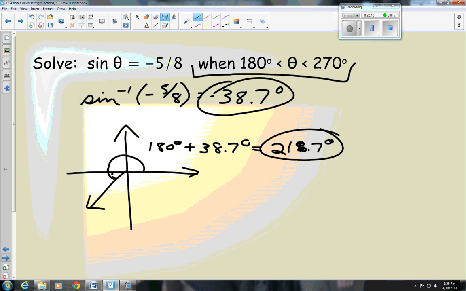Okay? We'll do the last one. Drawing pictures in the last section is going to be very helpful. If we moved our first one, it would have been here, so then I see what has the same reference angle in the right quadrant, and you go from there. Okay?